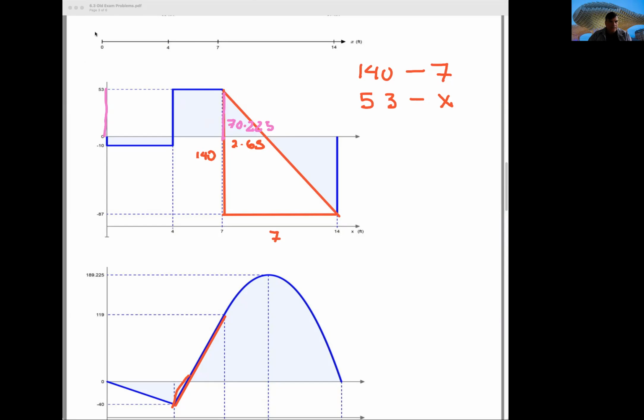Well, that is exactly what will happen here. From 119, I go up 70.225 and arrive at 189.225. And this is the color code line in pink.